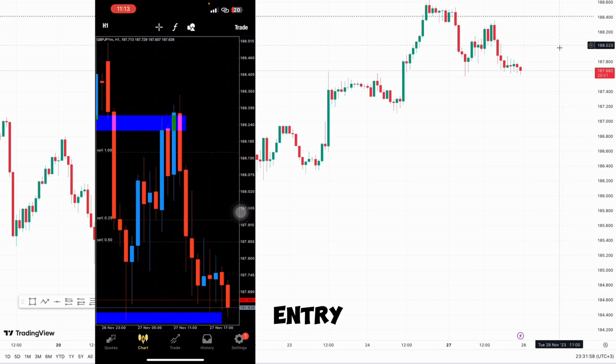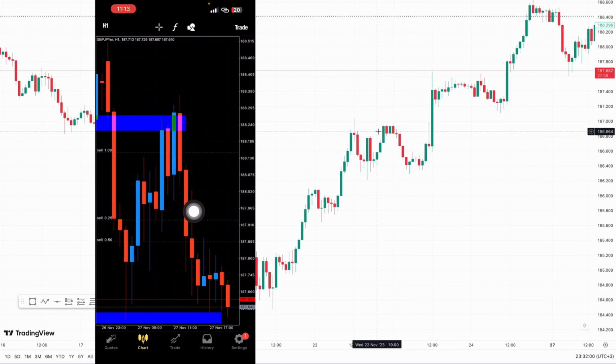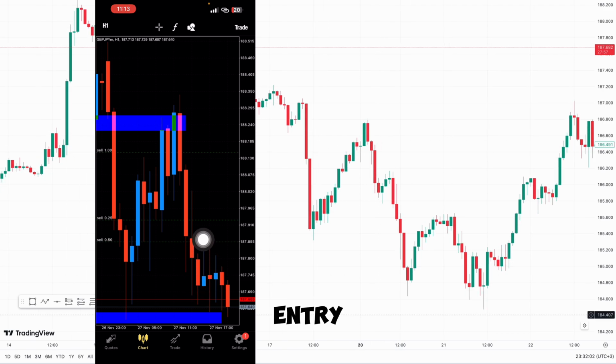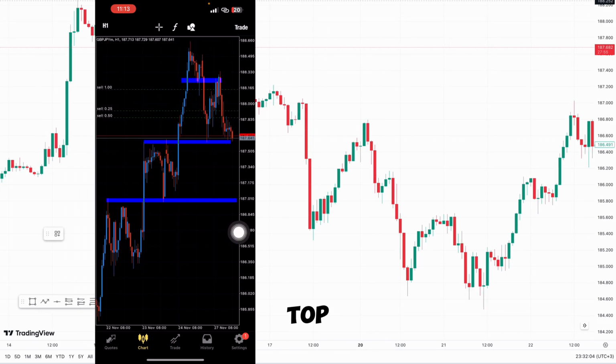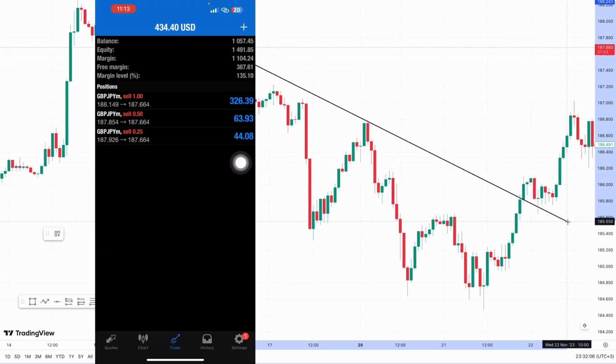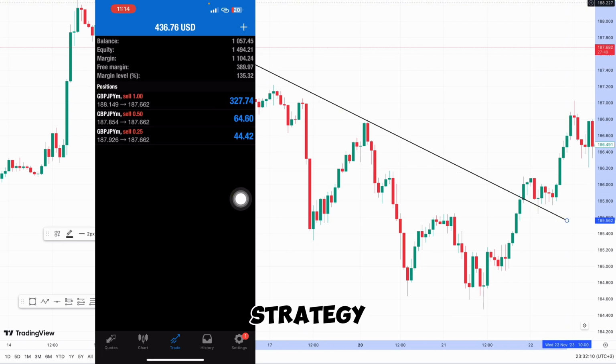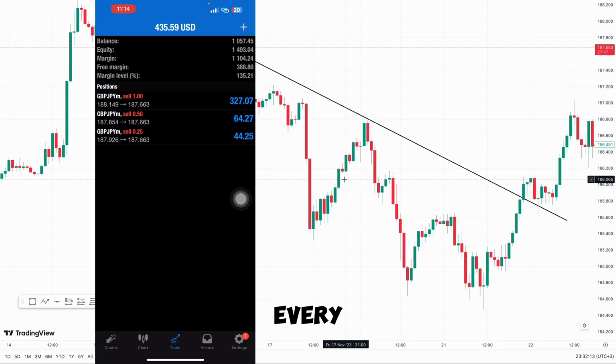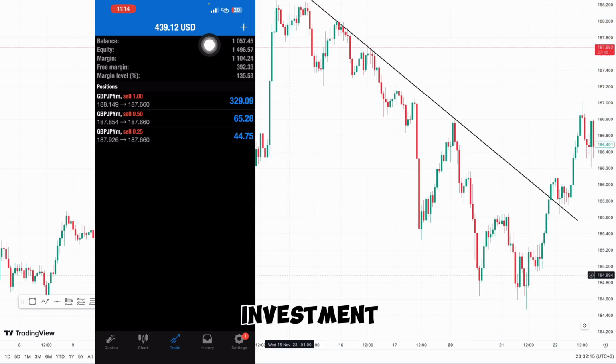I took my first entry from up here. I added more entry when price pulled back. I even added more entry when price pulled back. I want price to tap into my zone there, and I'm going to be closing off with more than $500. So in today's video, I'm going to be revealing to you the strategy that I used to make $500 every single day from my $1,000 investment, guys.